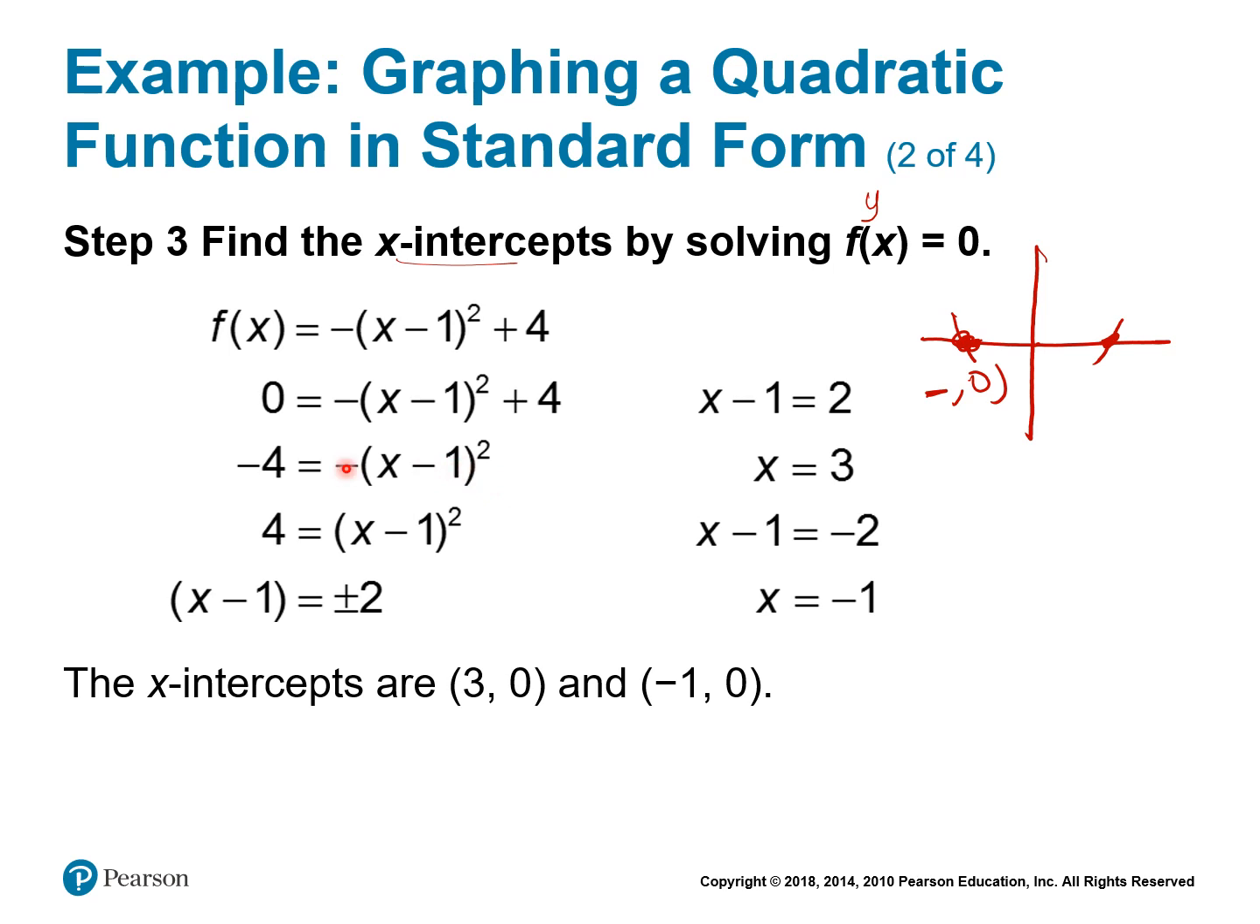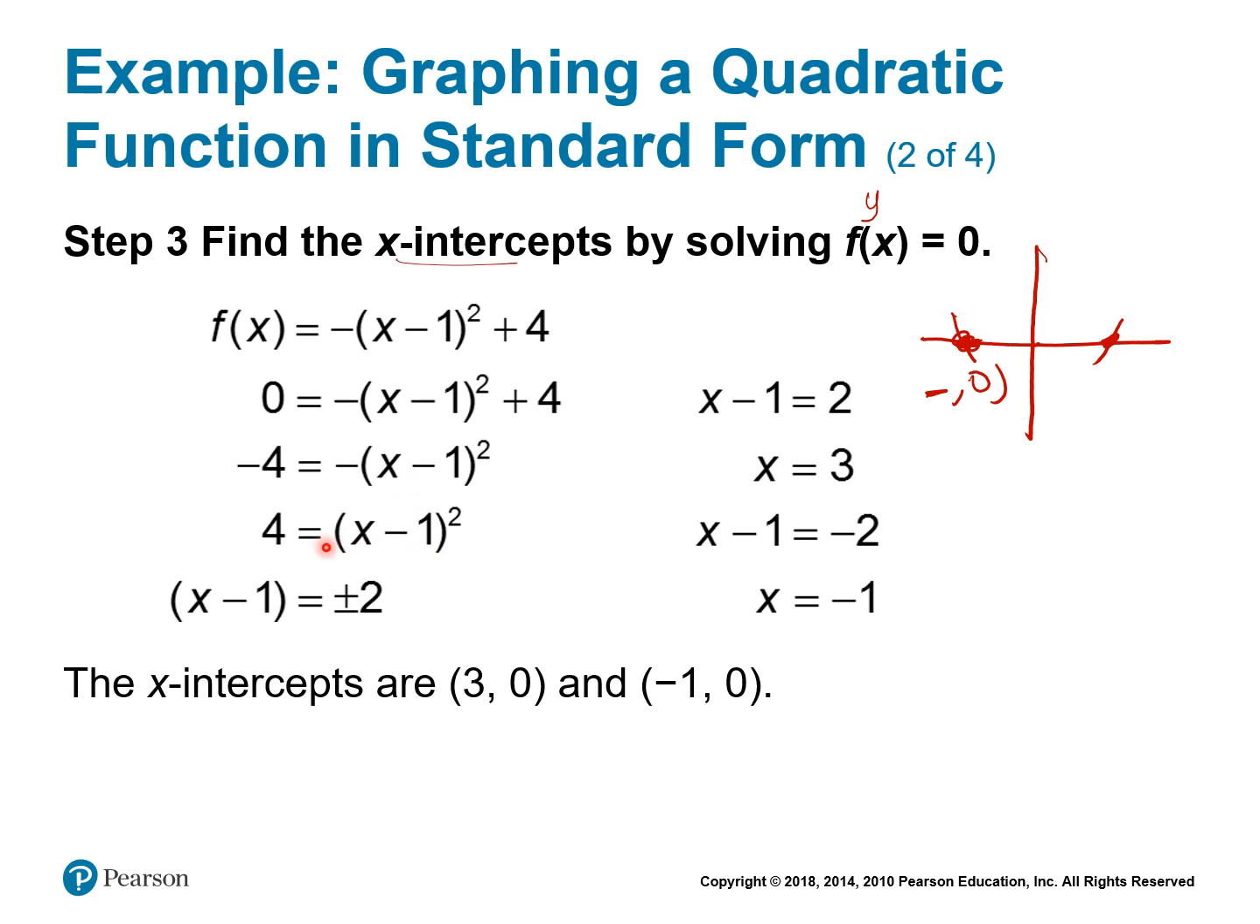Now we have to get rid of the negative. So what do we do to get rid of the negative? We divide both sides by -1, or you can also multiply both sides by -1. In any case, whatever you do on one side, you have to do exactly the same thing to the other side to keep the equation balanced. So minus 4 equals negative x minus 1 whole squared. If we divide both sides by negative 1, we get a positive 4 equals x minus 1 whole squared.